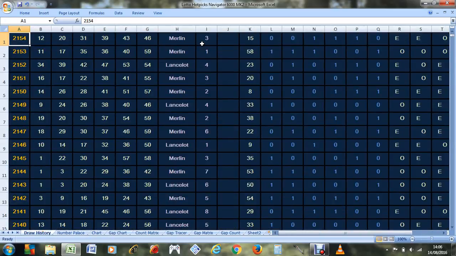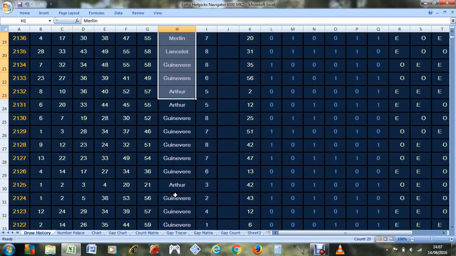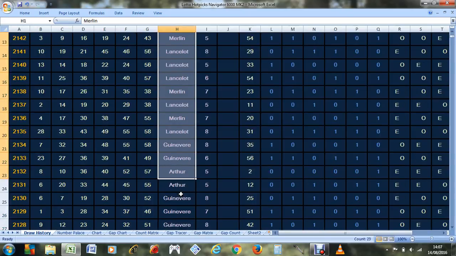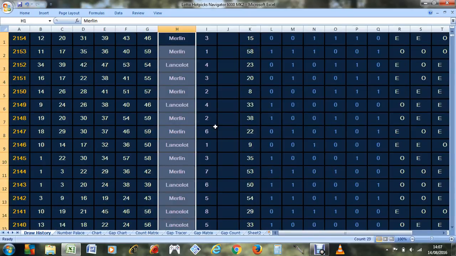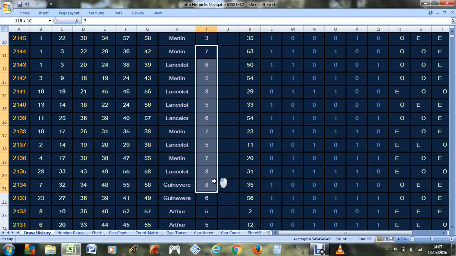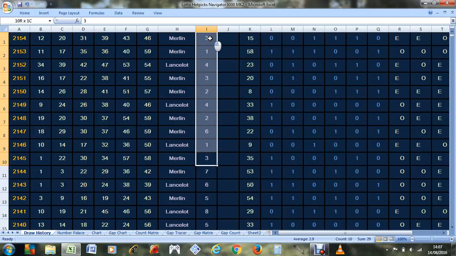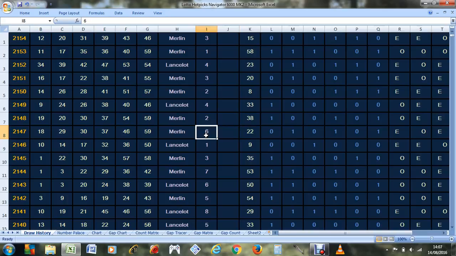Now if we look at the draw history, we can see that they've been using machines Merlin and Lancelot most recently. They've also been using Arthur and Guinevere, and they've been using sets of balls 5 to 8 until recently when they started using sets 1 to 4. The odd one out being this one, set number 6, which they used in draw 2147.